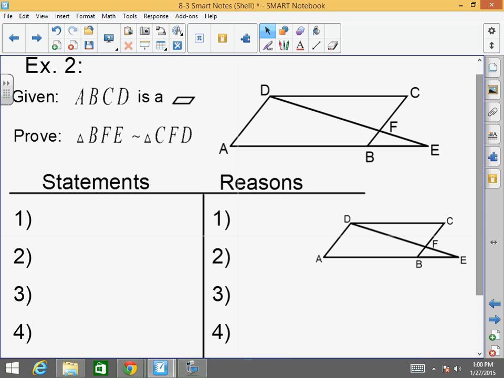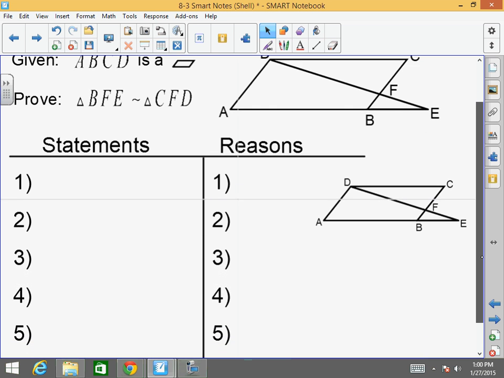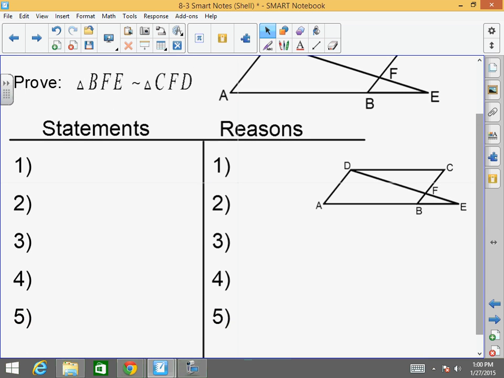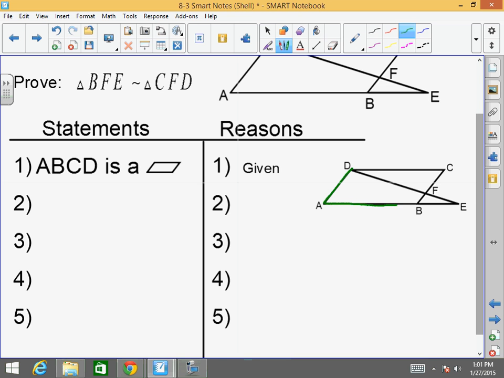Okay, I've got here that ABCD is a parallelogram. All right, I want to prove that triangle BFE is similar to triangle CFD. So as always, I put my little figure down here. And number one, like always, we know how to do proofs. ABCD is a parallelogram. That's given. That's awesome. Remember, by saying that ABCD is a parallelogram, opposite sides are congruent and parallel. You got to remember all those things. Remember diagonals bisect each other. All of those things are really, really important.